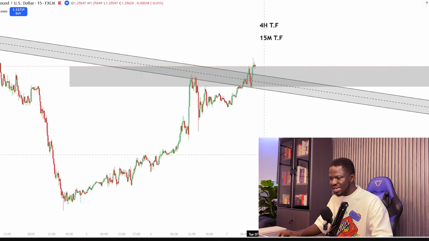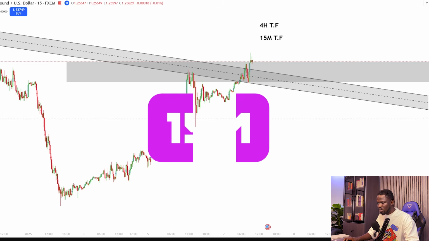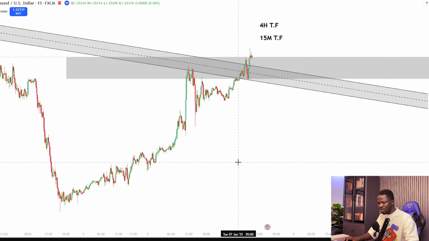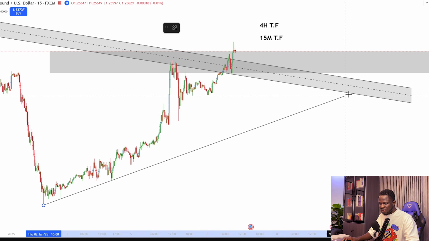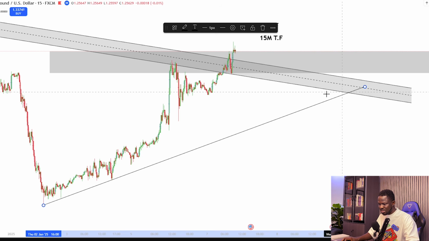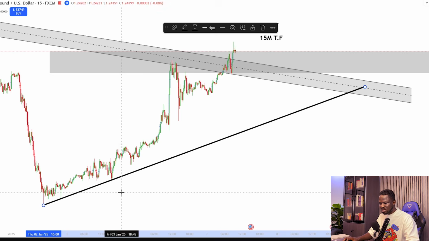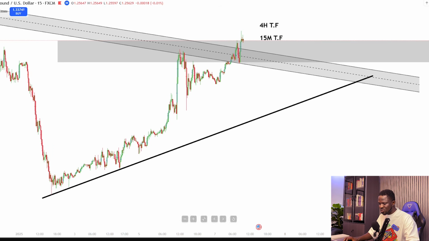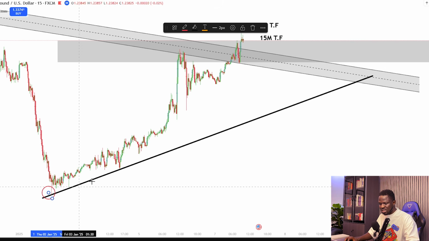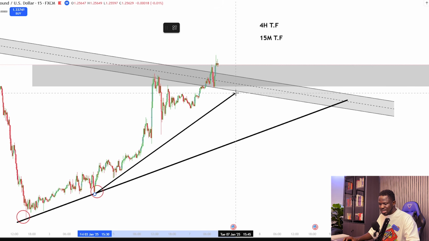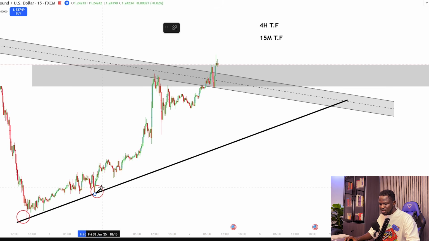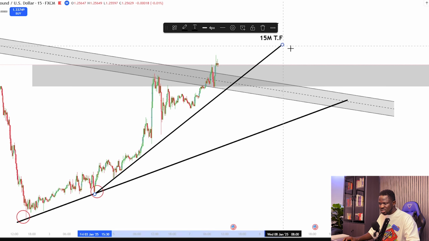The next step is to scale down to the 15-minute time frame for execution. On the 15-minute time frame, I love to use a counter trend line. It protects me from entering the wrong setup in the market. So I love to draw another counter trend line against the major downtrend, because I have point A then to point B. Then I establish another inner counter trend line by connecting this point A to point B.